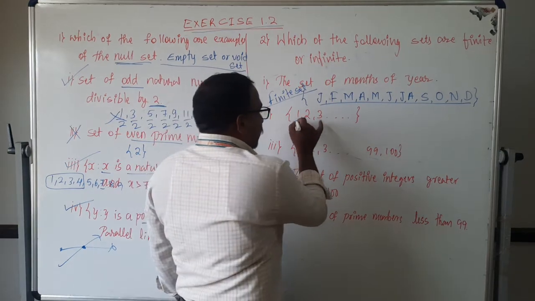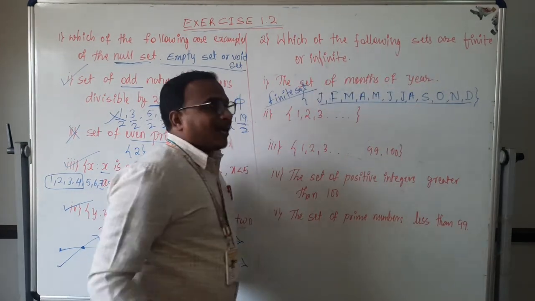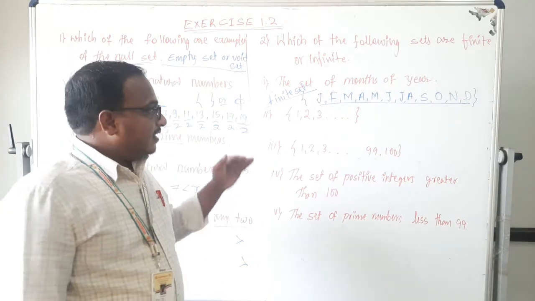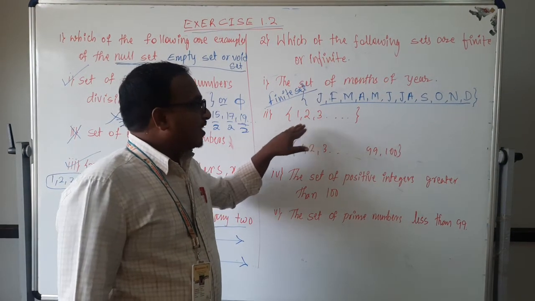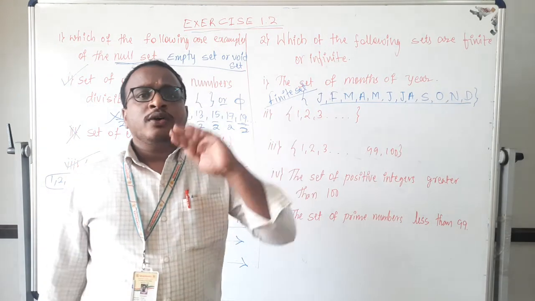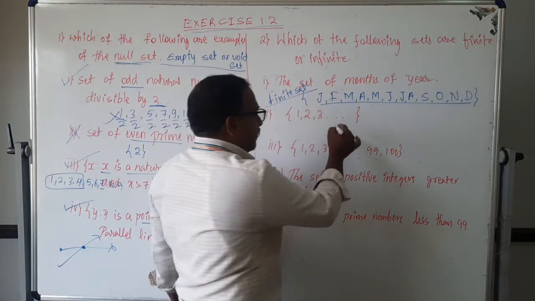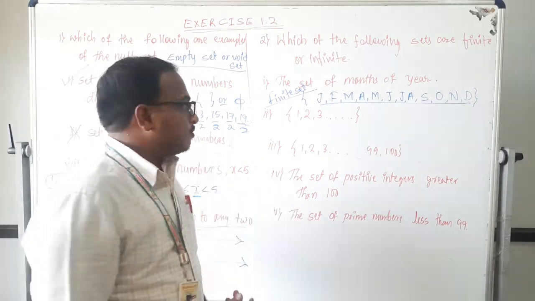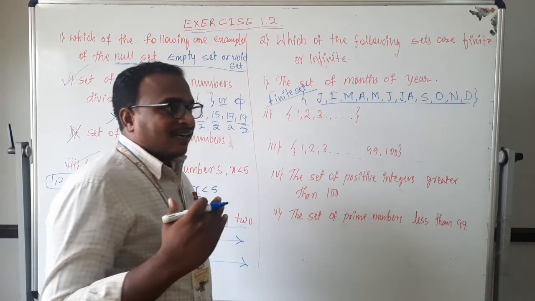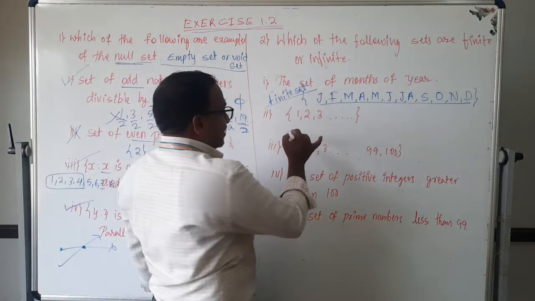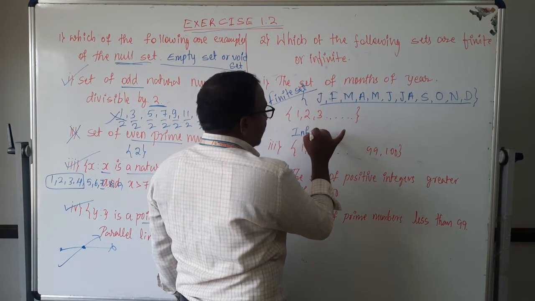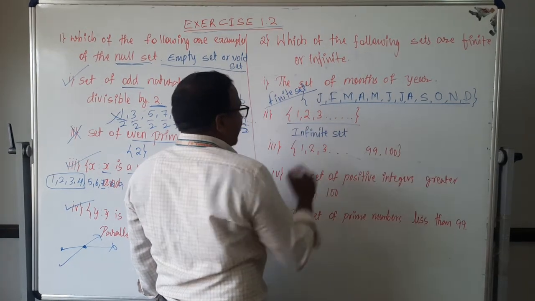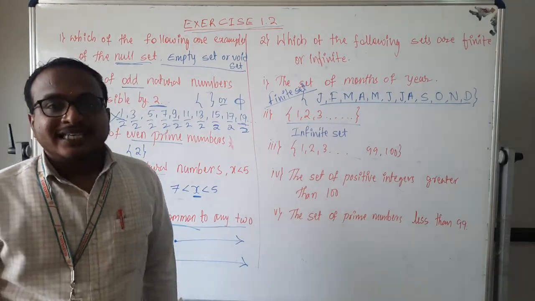Next, observe 1, 2, 3, dot dot dot. It means up to infinity, that is 1, 2, 3 and so on up to infinity. So on up to infinity means we can't count or define them. If we cannot define or count them, we call it an infinite set. So this second set is called an infinite set.